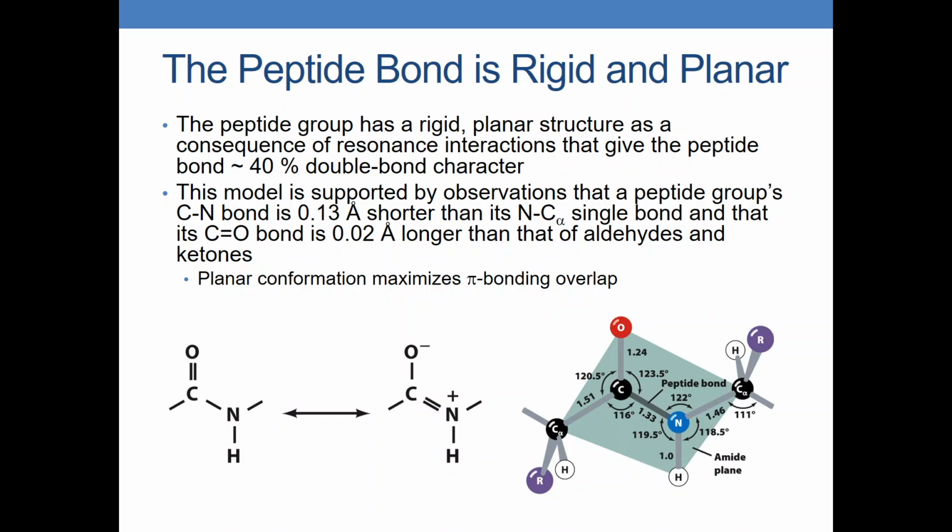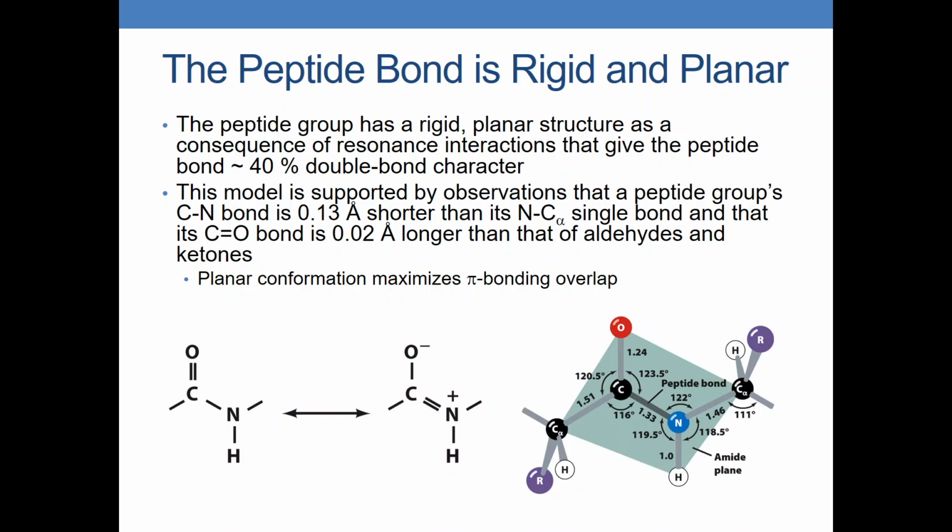Now, the peptide bond itself has a rigid planar structure, and this is the consequence of resonance interactions that give the peptide bond approximately 40% double bond character. So here you've got two different resonance states where these pi electrons of the carbonyl group can exist over here, or they can hop over here to give you the carbon-nitrogen double bond. So there is approximately 40% double bond character.